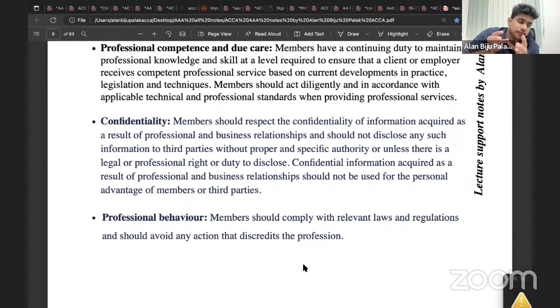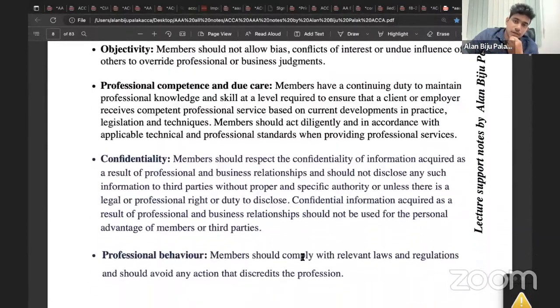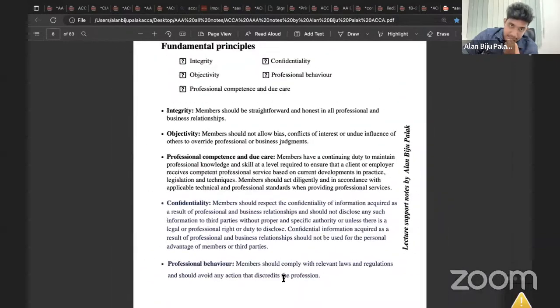Okay, you should never perform an act that may discredit our professional body. There will be multiple acts that will be performed by the auditor. You should always be complying with the law and regulation, and you should never do something that may discredit our professional body. That's professional behavior. So these are the factors that you need to consider regarding ethics. You must follow integrity, objectivity, professional competence and due care, confidentiality, and professional behavior.